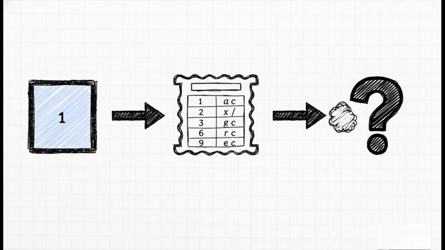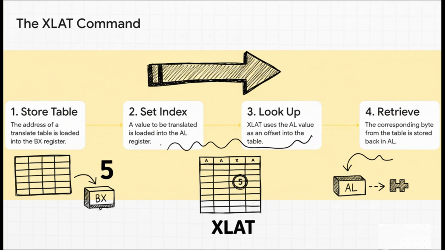Copying is absolutely essential, but sometimes you need to do something a little more advanced. What if you need to look up a value in a table? Like converting a number code into a letter you can actually see on the screen. For that, you've got commands like XLAT, which, you guessed it, stands for translate.